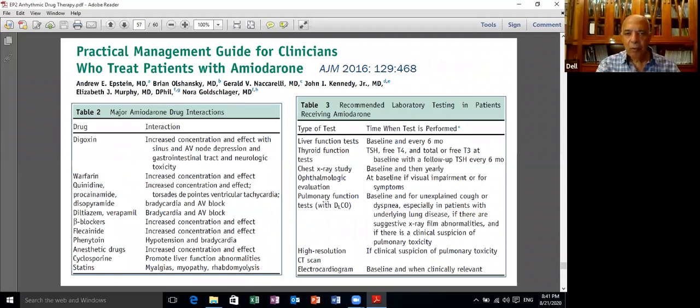Now, as you know, we have to do liver function tests at baseline and every 6 months. Same applies to thyroid function tests. You have to do a chest X-ray yearly, ophthalmoscopic examination at baseline and when indicated, pulmonary function test at baseline, and then when indicated, high-resolution CT at baseline, and when indicated, the CT and echocardiogram if you have any evidence of toxicity.